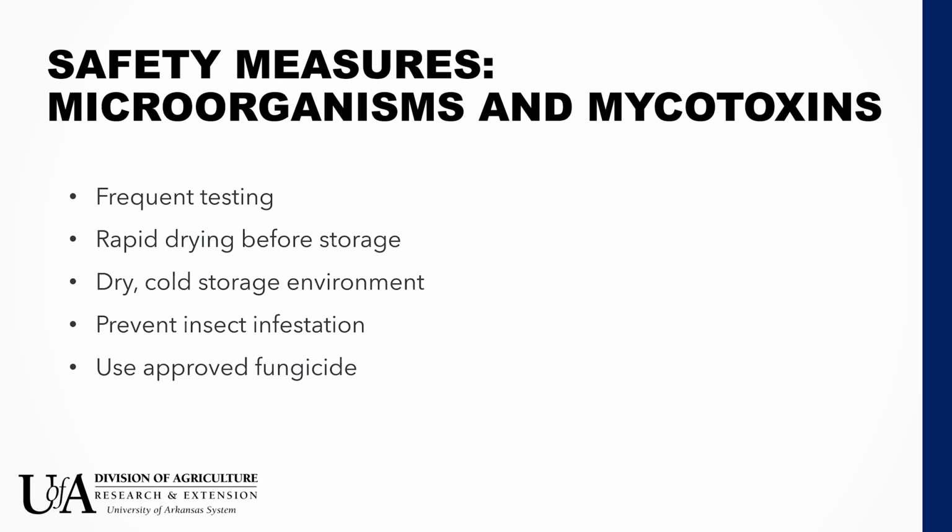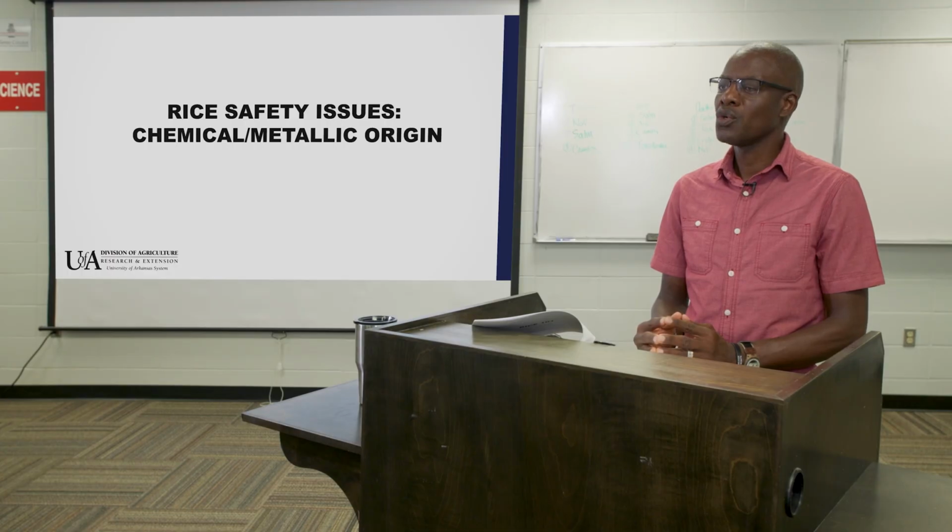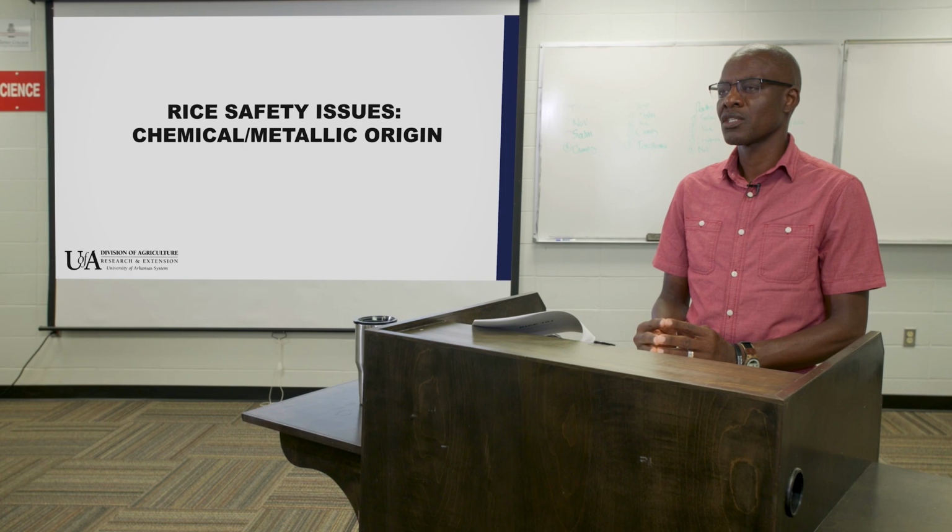It's important to prevent insect infestation because some of these insects not only dig into our commodity, giving easy access for the fungi, but they could also act as carriers of these toxin-producing fungi within our systems. Now, there's also the use of fungicides that is very important in terms of controlling some of these toxins.